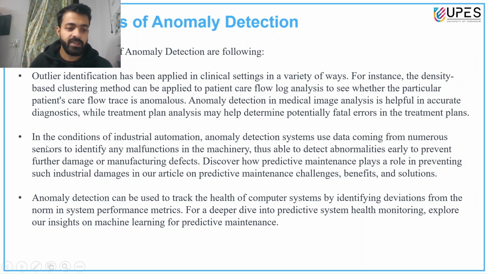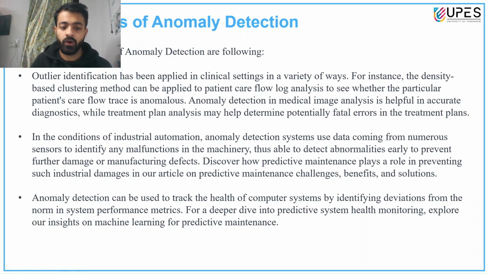Another one of the use cases that we can see is in terms of industrial automation. Anomaly detection systems use data coming from numerous sensors to identify any malfunctions in the machinery, thus able to detect abnormalities early to prevent further damage or manufacturing defects to the machinery that is being used. Discover how predictive maintenance plays a role in preventing such industrial damages.